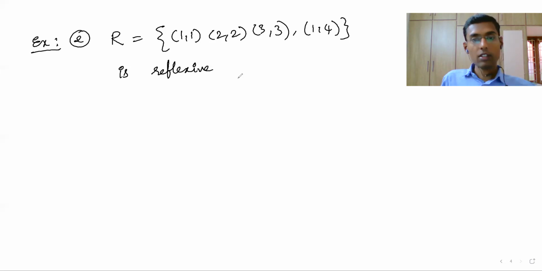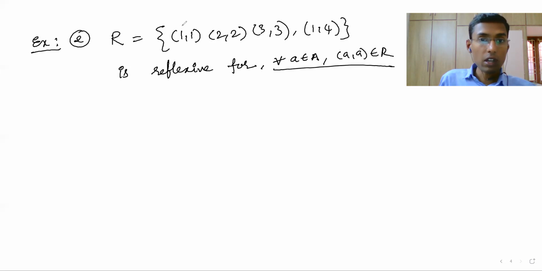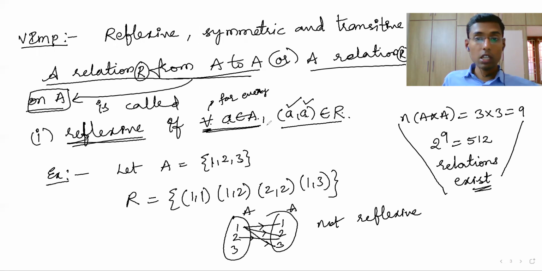Okay. Yes, sir, got it. Reflexive. Why? Because for every element, for all, for every a belongs to A, (a, a) belongs to R. This is the reason. For 1 there is an image, for 2 there is an image, for 3 there is an image. For every element in A, whatever elements are there in A, 1 should have an image, 2 should have an image, 3 should have an image.